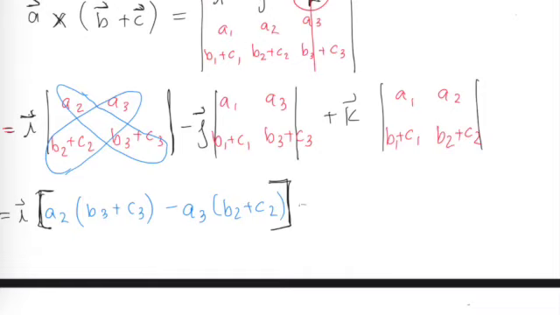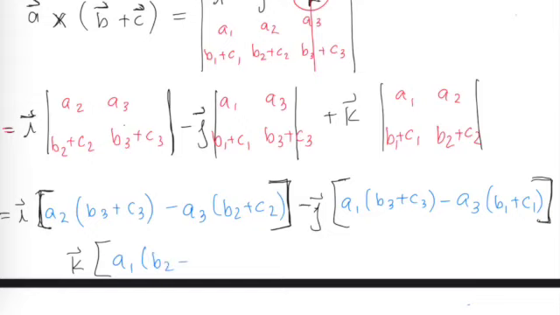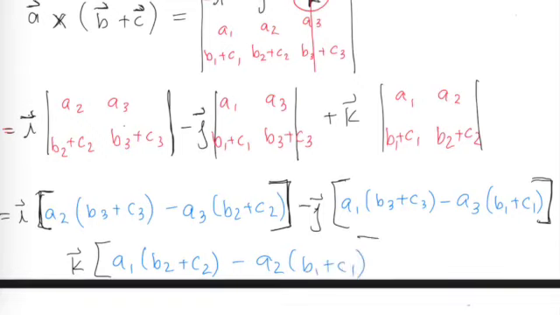And then we have minus J times a big old bracket of the determinant of that 2 by 2 matrix that remains there. And then our K vector is going to be multiplied by the determinant of the 2 by 2 matrix beside it. So we've got A1 times (B2 plus C2) minus A2 times (B1 plus C1), close and close.